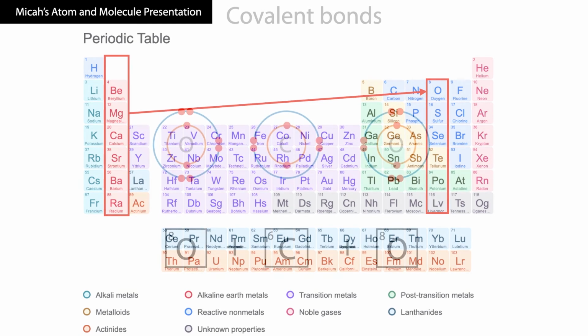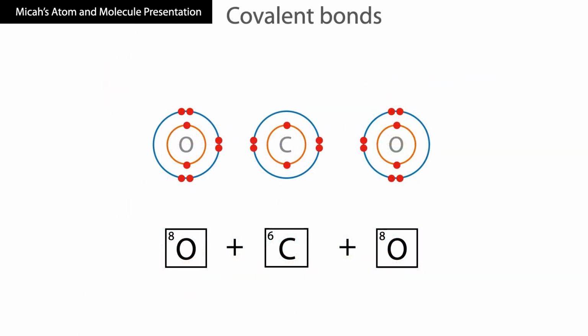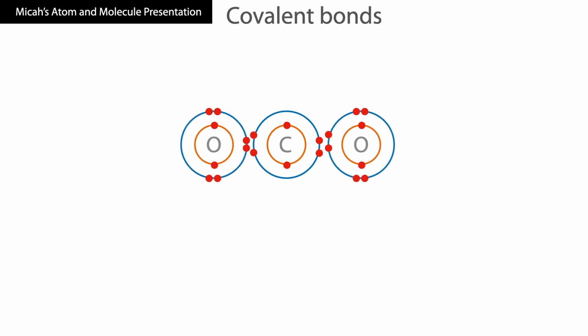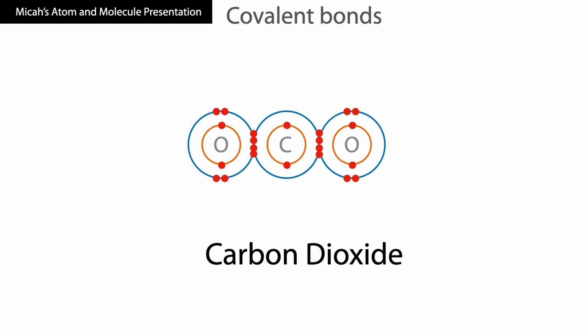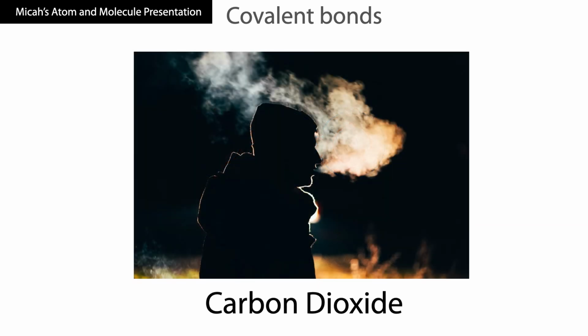Another kind of bond is covalent. That's where atoms share their outer electrons, so they all have complete outer shells. Here we see 1 carbon atom and 2 oxygen atoms. They combine to make carbon dioxide. Each atom has a full shell of 8 outer electrons. You're making carbon dioxide right now just by exhaling. Is it dangerous? No, not at all.